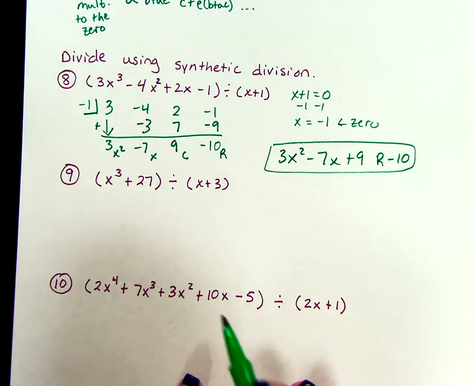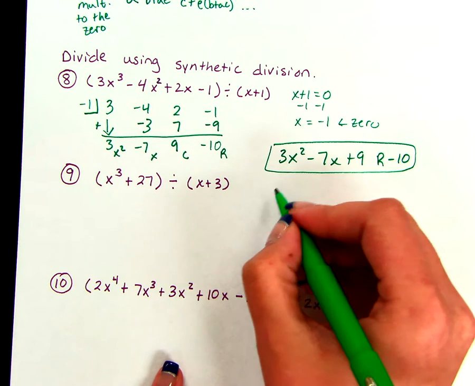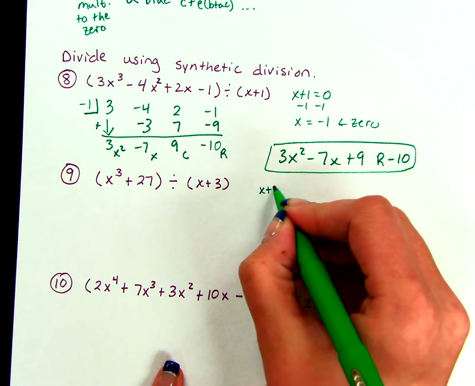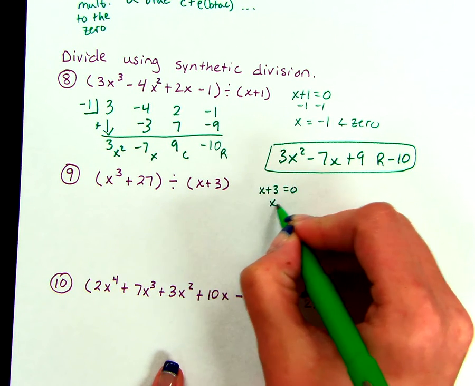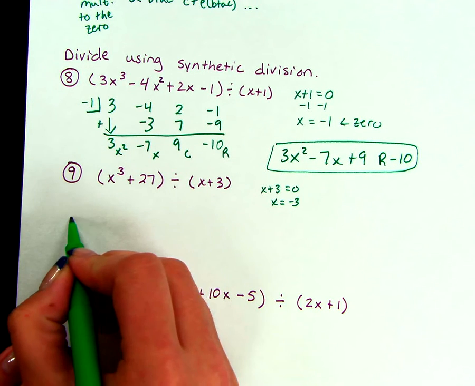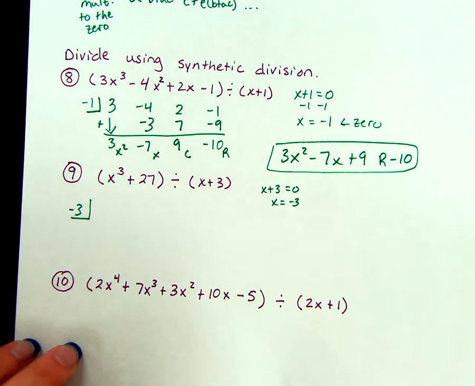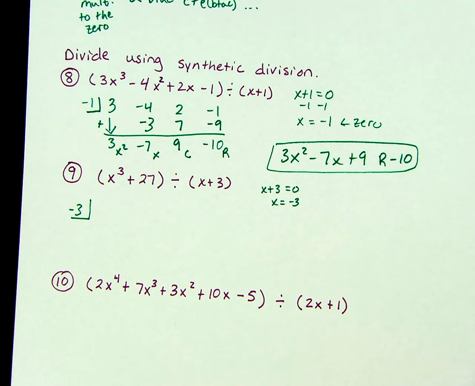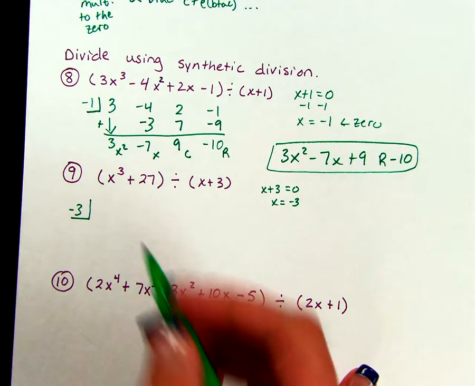All right, next problem. So again, we're going to do the same thing. We're going to start by finding the 0. So x plus 3 equals 0. So we would subtract to get negative 3. Okay. So in my little half box, that's where the negative 3 goes. And then we're writing out the coefficients to each term. If we're missing a term, we have to have a 0 placeholder.